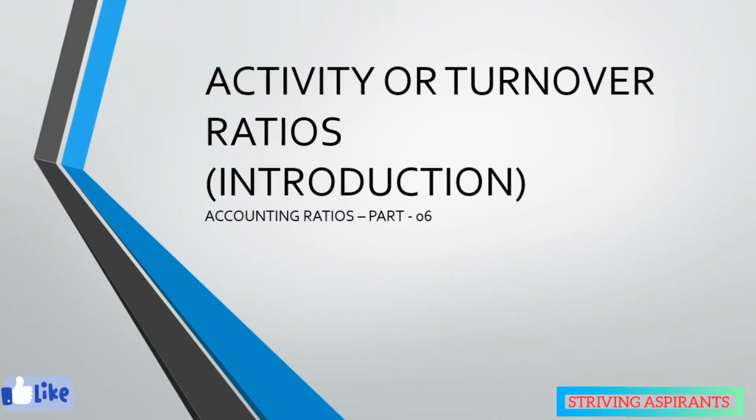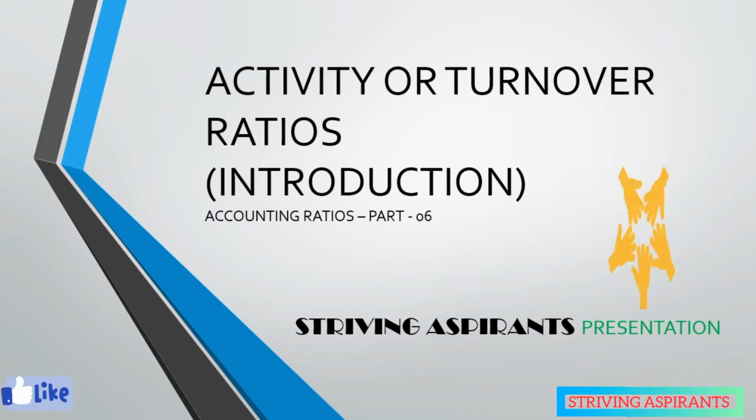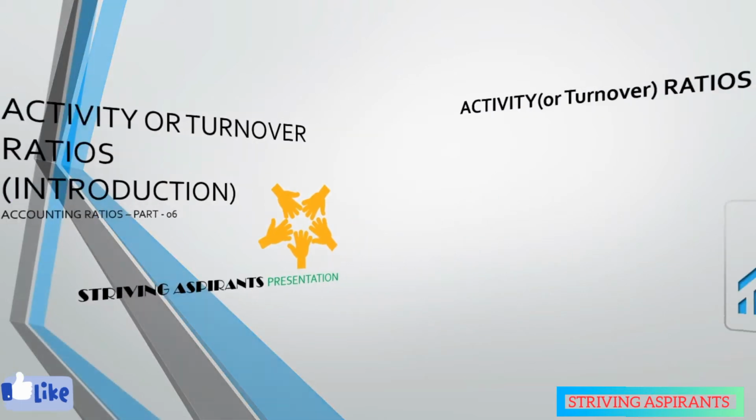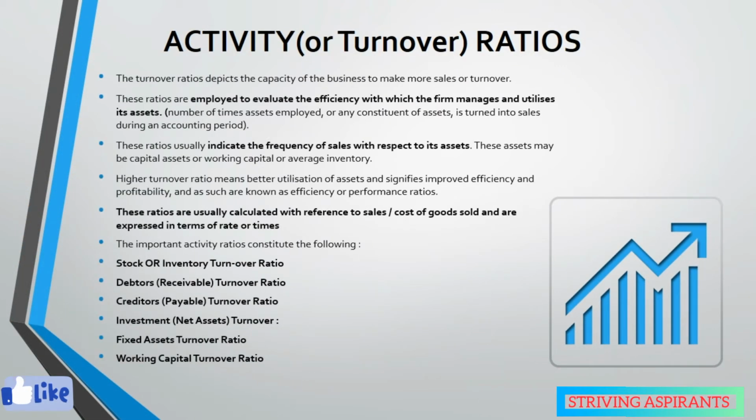In this video presentation, we are looking into the activity or turnover ratios. Let us check what is activity or turnover ratios. The activity or turnover ratios depict the capacity of a business to make more sales or turnover. In other words, we can say these ratios will evaluate the efficiency of a business.